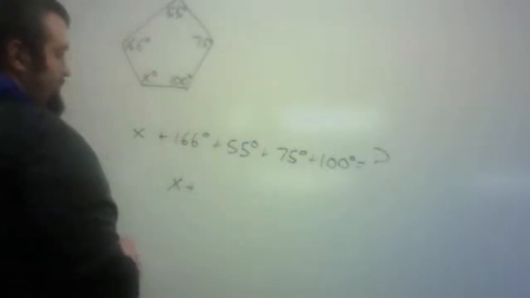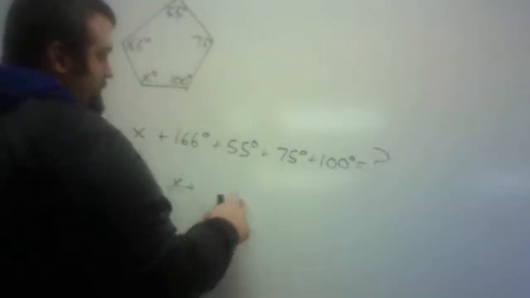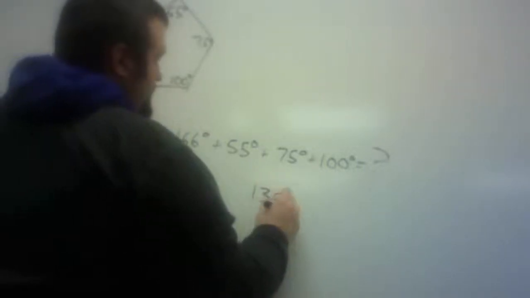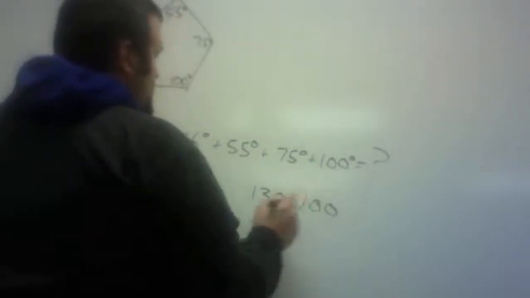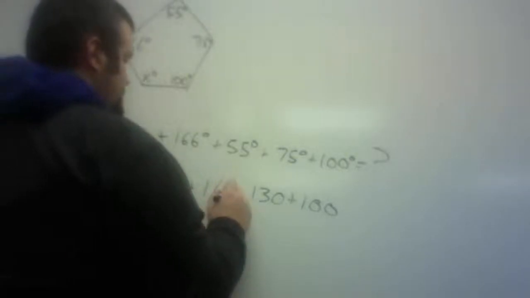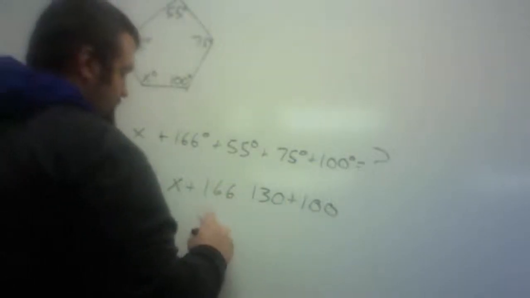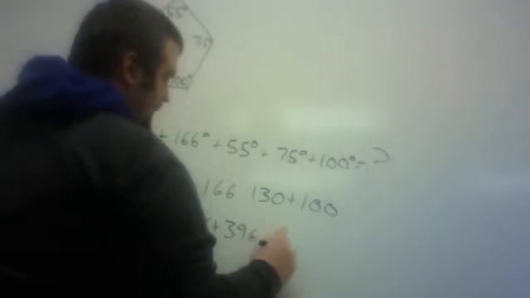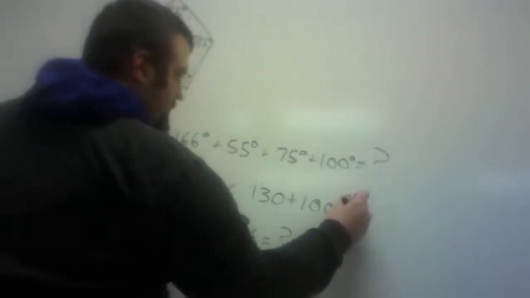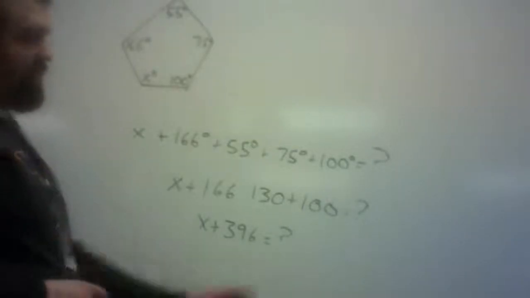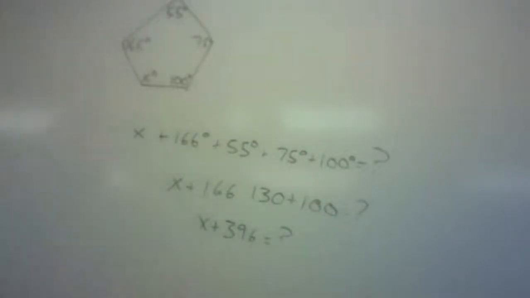Which, real quickly, let's do this. That would be x plus, well, let's see, that's going to be 130 in the middle there. This will be 296, 396, x plus 396. But I don't know what that equals yet. So if I knew the total sum of all the angles added together, all I'd have to do is set that equal to it and solve for x.